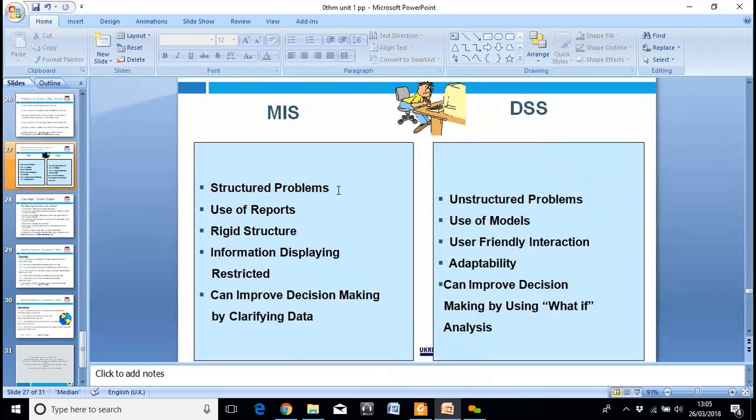So there are structured problems where you can use reports with a rigid structure. You can use reports from other people. They will have a rigid structure. Any restricted information can improve decision making by clarifying the data.